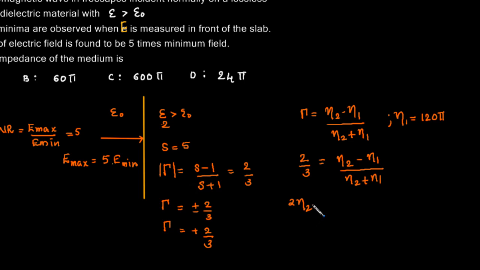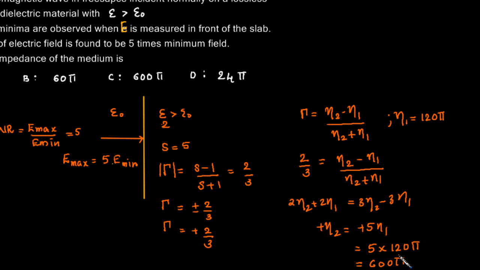That is 2 eta 2 plus 2 eta 1 equal to 3 eta 2 minus 3 eta 1. That leaves 2 minus 3. This minus eta 2 equal to minus 5 eta 1. So the intrinsic impedance of medium 2 is 5 times that of medium 1. So that will be 5 into 120 pi, which gives 5 into 120 is 600 pi. So the correct answer is option C.